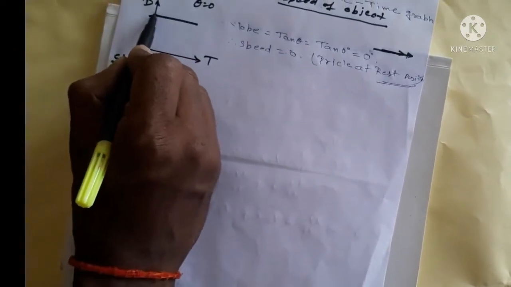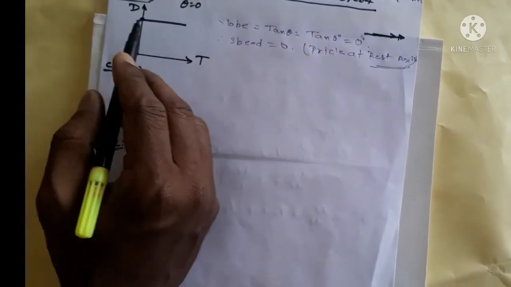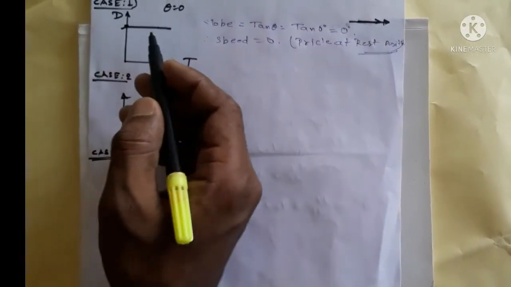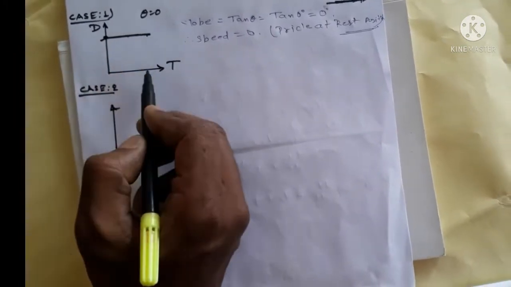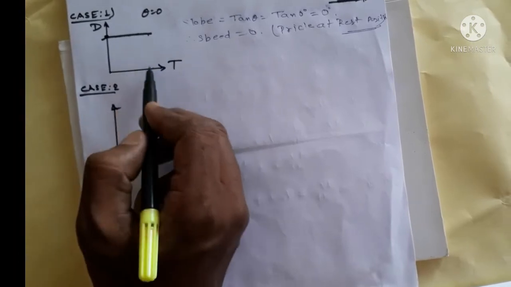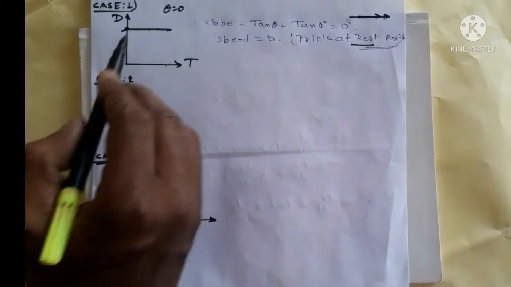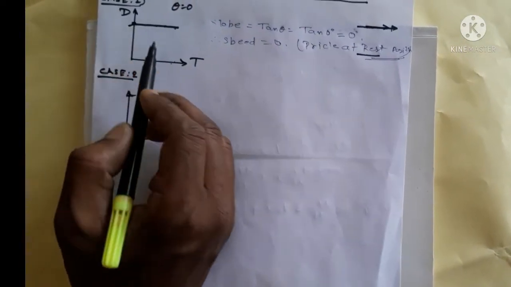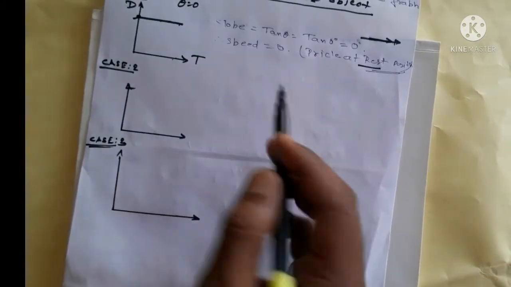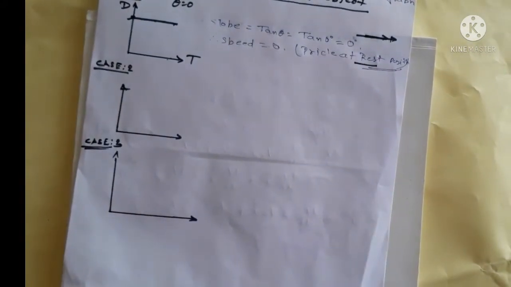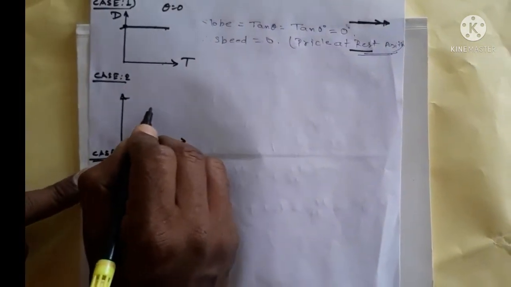Here you can see this is the distance, and at every time the distance is the same. It means the distance is the same at every point, every time. So the particle is at rest. Here the distance time graph is parallel to the time axis. So slope is equal to 0. So the particle is at rest.